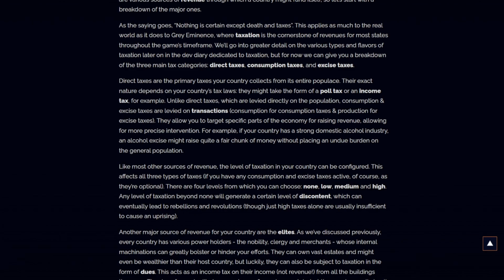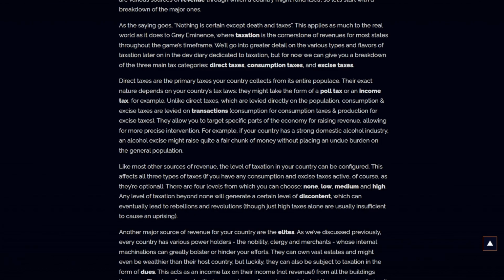Unlike direct taxes, which are levied directly on the population, consumption and excise taxes are levied on transactions, consumption for consumption taxes and production for excise taxes. They allow you to target specific parts of the economy for raising revenue, allowing for more precise intervention. For example, if your country has a strong domestic alcohol industry, an alcohol excise would raise quite a bit of money without placing an undue burden on the general population.